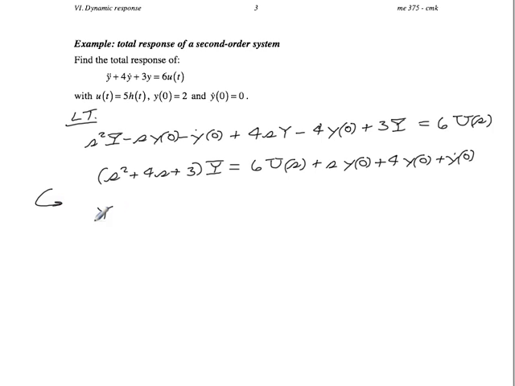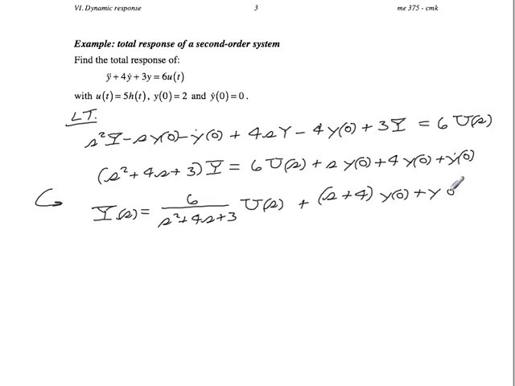So therefore the transformed response Y is equal to 6 divided by s squared plus 4s plus 3, times the Laplace transformed input U of s, and then I have my second term, which is s plus 4 times the initial value for y plus the initial value for y dot, again divided by s squared plus 4s plus 3.